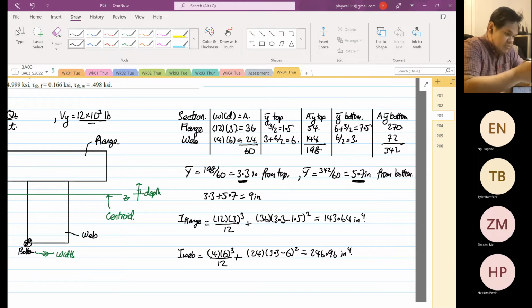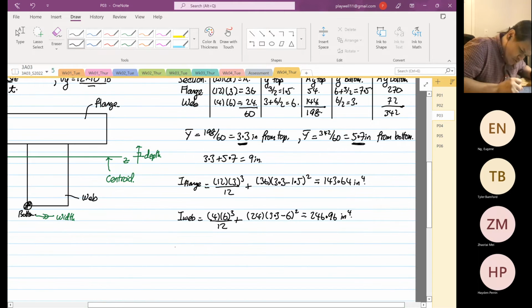My calculator gave me an error. 3.3 minus 6 squared. 246.96. Okay, so I total is equal to 143.64 plus 246.96, which is 390.6 inches to the power 4.